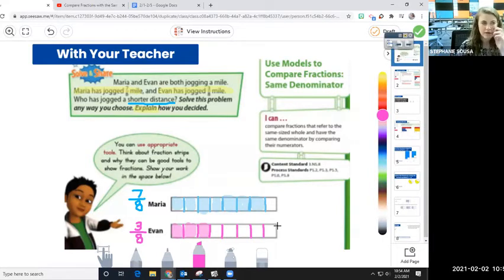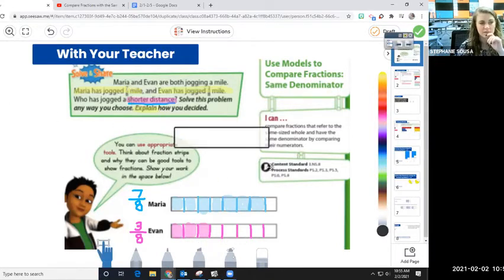This makes it very easy to see that Evan jogged a shorter distance. The question was about the shorter distance. Evan's is much shorter than Maria's. Excuse me. So now it says explain. I'm going to grab a text box. You do the same.